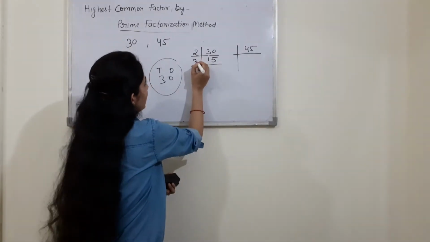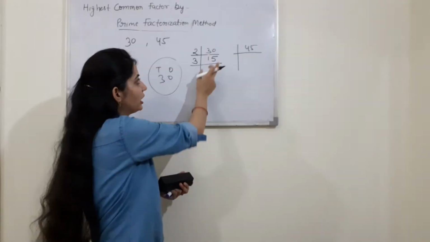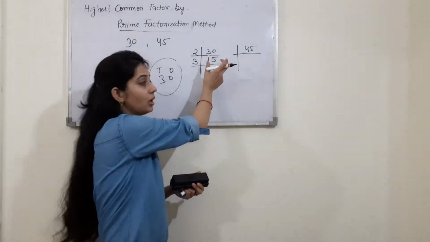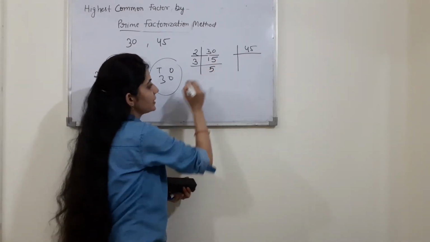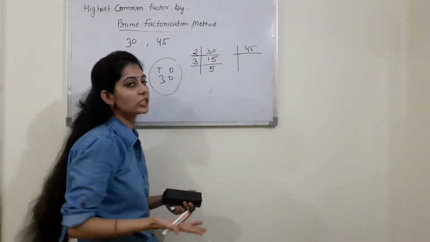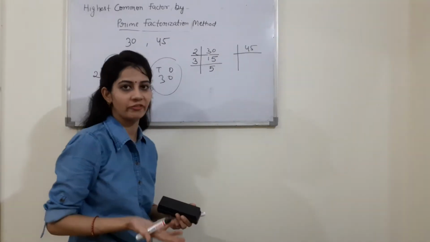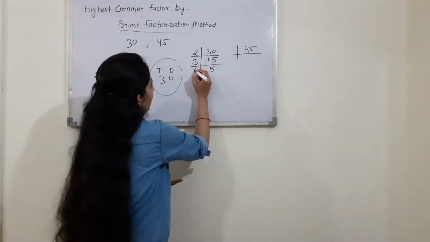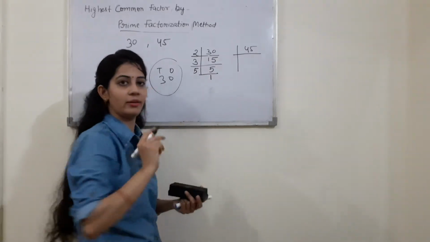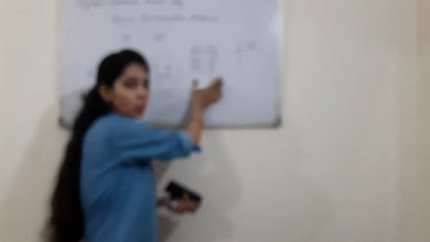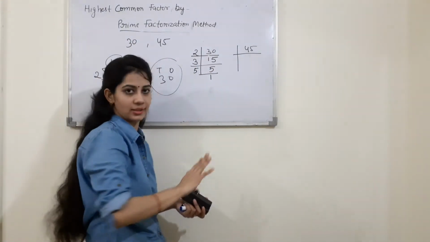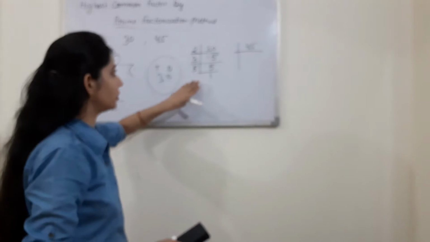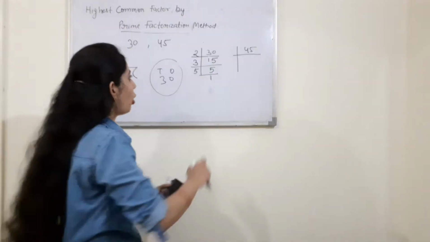So now the next prime number that will divide the number which came as quotient is 3. So 3 times 5 is 15. Now which is the smallest prime number? That is 5. Now 5 is not divisible by 3 or by 2, so the next prime number is 5. So 5 divided by 5 is 1, right? Now we have reached 1, and this process repeats till we get 1 at last. Okay, so now we have done the prime factorization of 30.